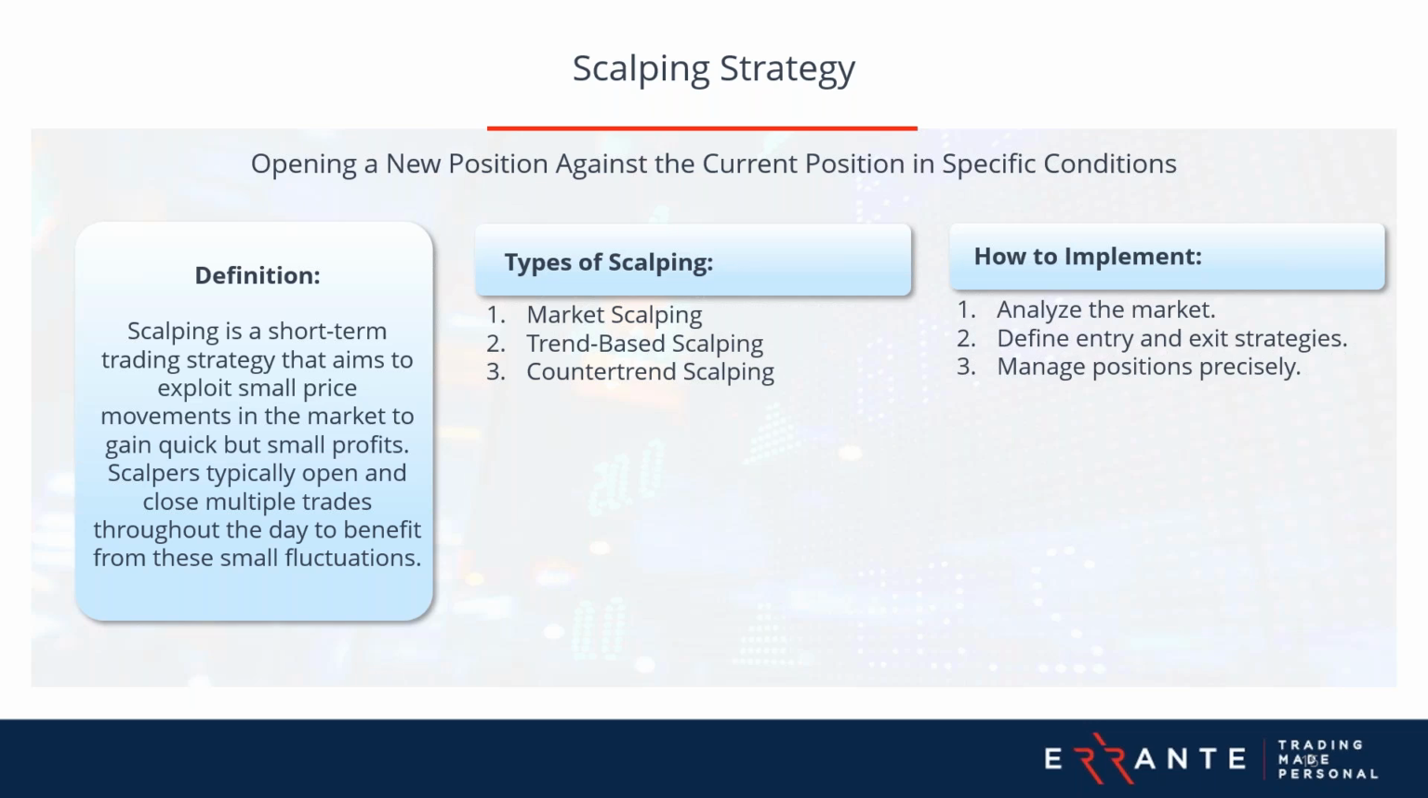First, we need to begin with a thorough market analysis to identify potential trading opportunities based on our scalping strategy. In that case, we can use technical analysis tools such as moving averages, trend lines, and price action patterns to determine the best entry and exit points. And then we clearly outline our entry and exit strategies. Set precise criteria for when to enter a trade, such as specific price levels or technical indicators, and establish exit points to lock in profits or minimize losses.